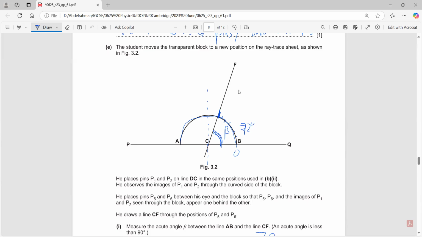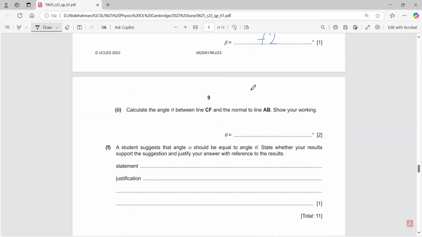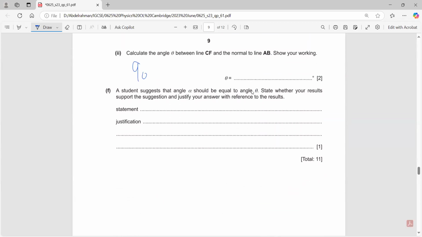Now he wants to find the other angle between CF and the normal. Should I draw the normal and measure the acute angle? No, he didn't say to draw the normal and measure the angle. I can just say 90 minus 72, which is 18 degrees. If your angle was 71, you can just say 90 minus 71, which would be 19 degrees.